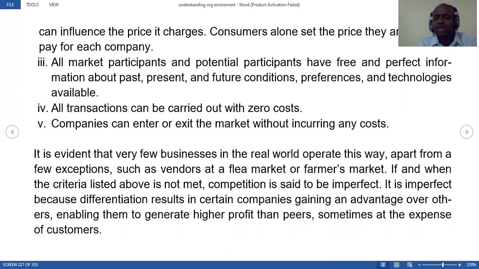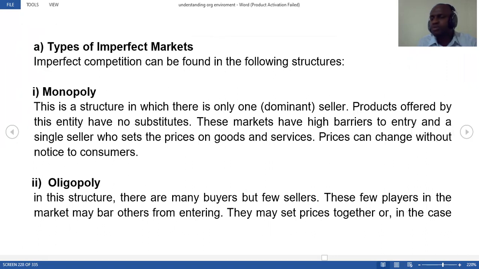All transactions can be carried out with zero cost, which is very, very impossible. Then companies can enter or exit the market without incurring any cost, which is also very impossible. We have different types of imperfect markets, and one of the markets is a monopoly market. A monopoly market is a market where we only have one dominant seller who offers products, and therefore we do not have substitutes for that product.